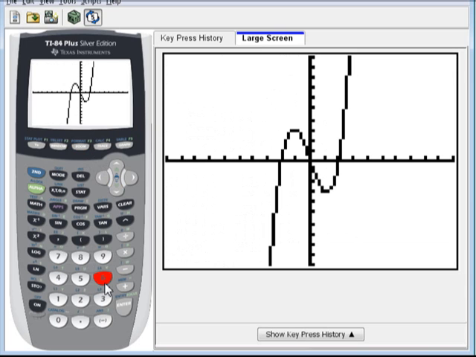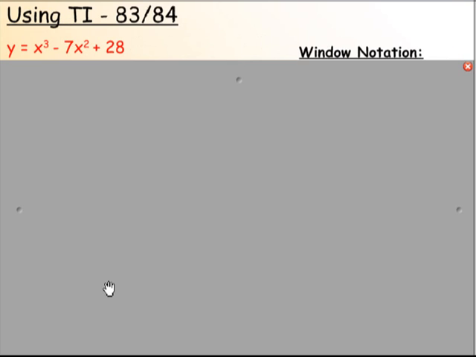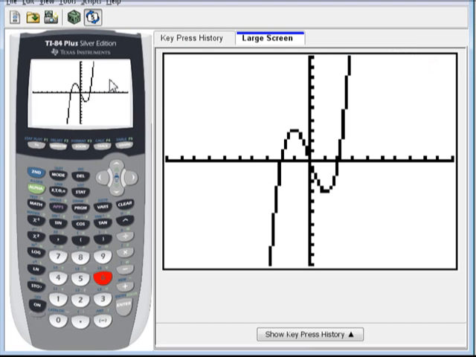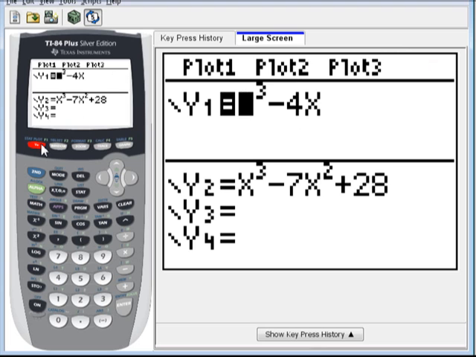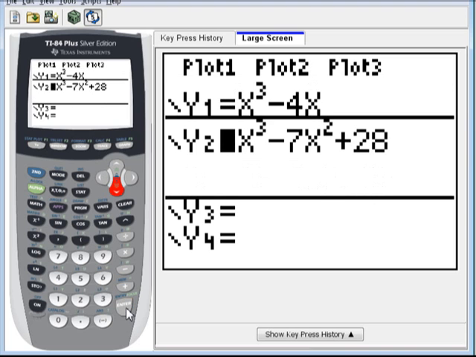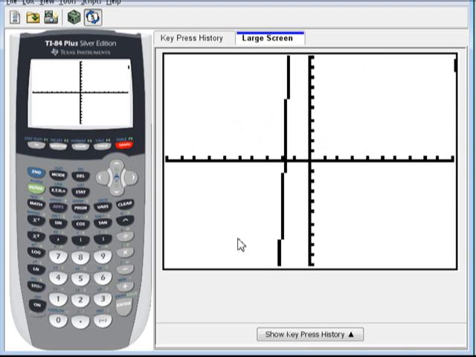Okay. Now let's look at another function. Let's look at the function y equals x cubed minus 7x squared plus 28. So go ahead and put that in your graphing calculator. I'm going to put it in mine. I'm just going to turn off the first one, and then turn on that new one, which is x cubed minus 7x squared plus 28. And I'm going to go ahead and graph it using the standard window.